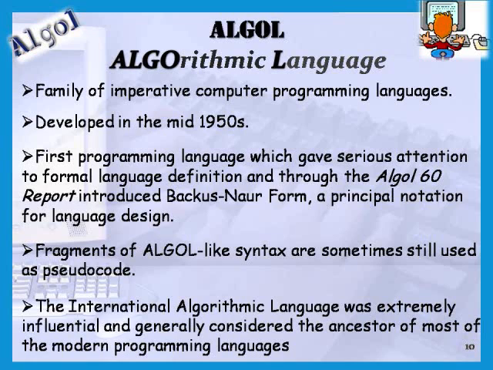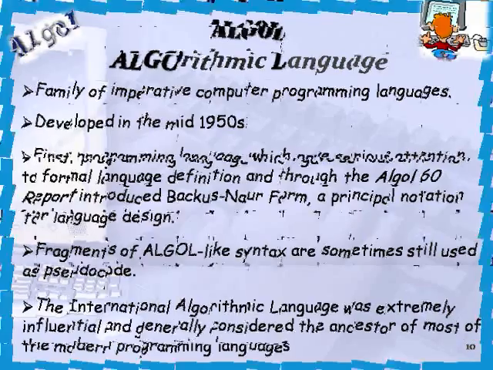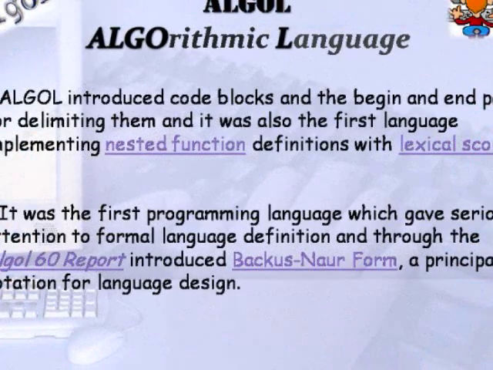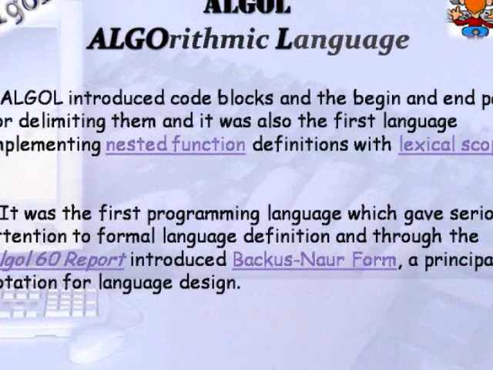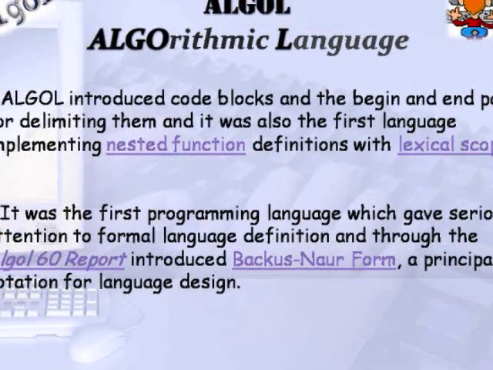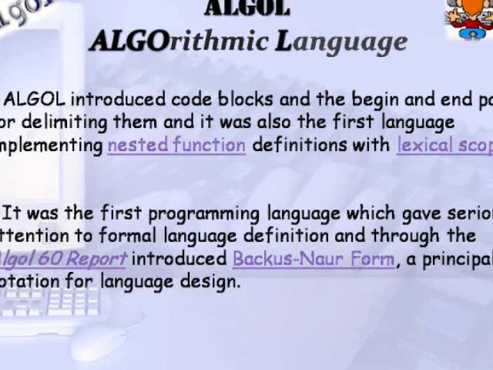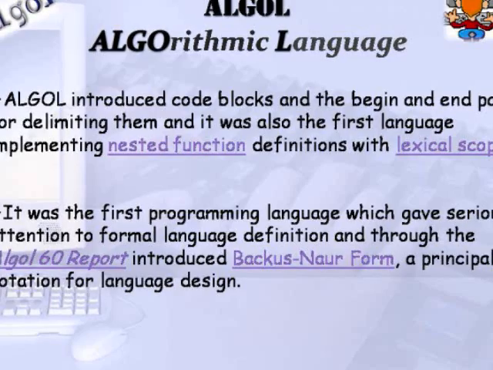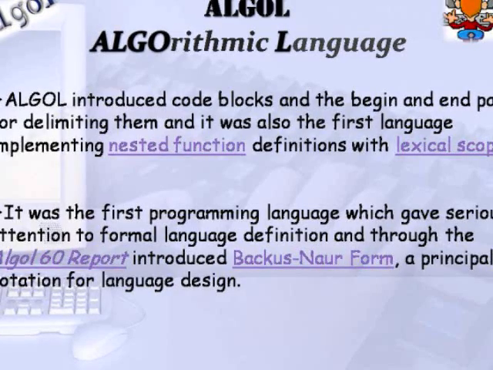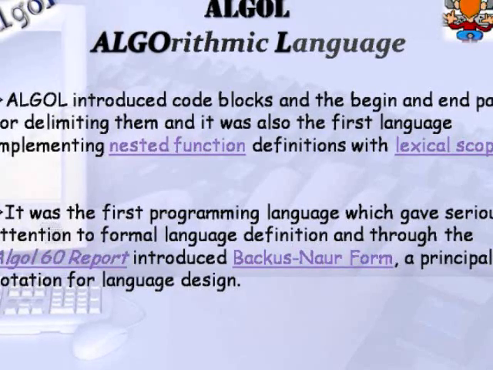Algol introduced code blocks and the begin and end pairs for delimiting them, and it was also the first language implementing nested function definitions with lexical scope. Moreover, it was the first programming language which gave serious attention to formal language definition, and through the Algol 60 report introduced Backus normal form, a principal notation for language design.